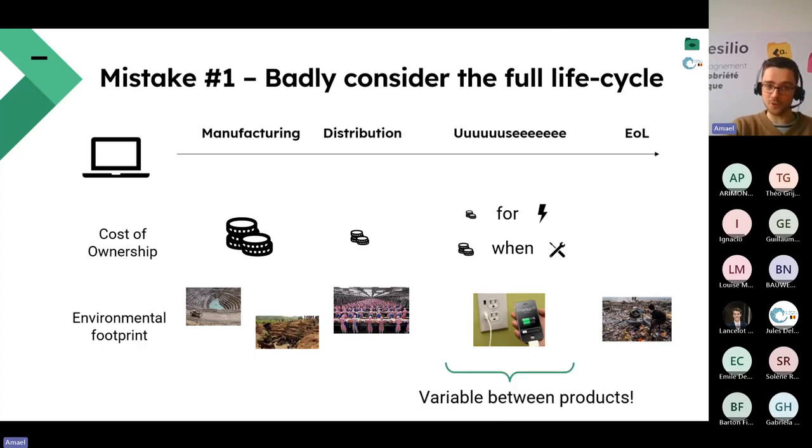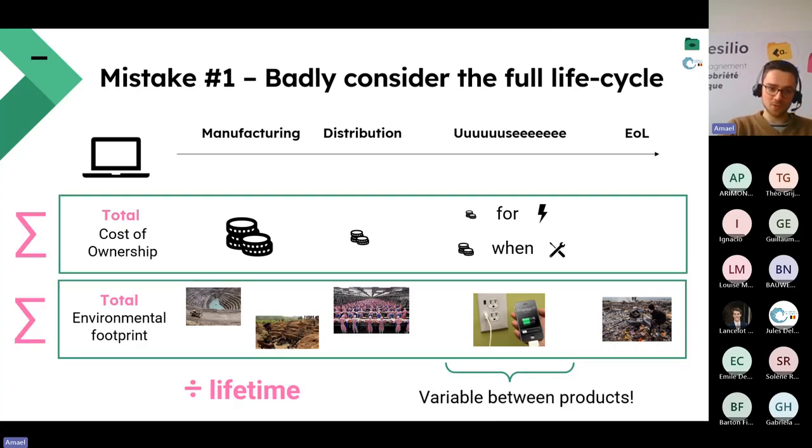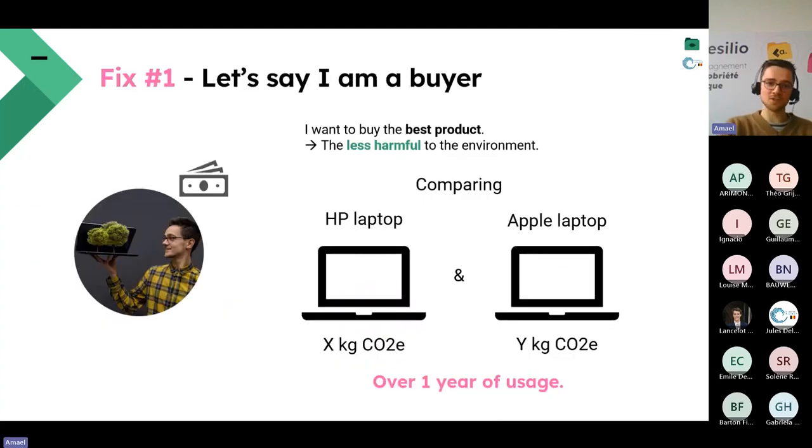If we want to have a good view, we need to consider the variation between the products that may be, in this laptop case, the lifetime and repairability. So what we need to do in this specific case is to sum the costs and sum the environmental costs. Both work exactly the same. And then, as with total cost of ownership, we want to divide it by the lifetime. So in my example, I want to compare product A and product B over 1 year or over a given period of time. And then the rest is very easy. I just need to divide, but nope.